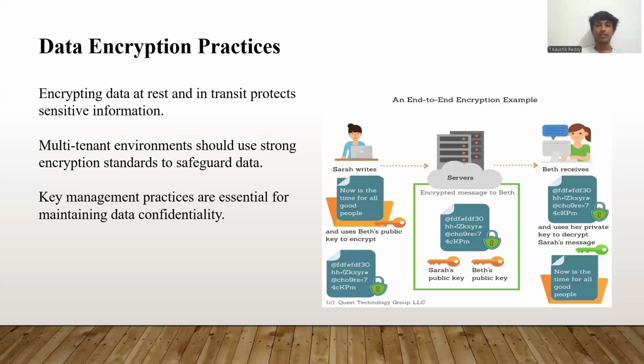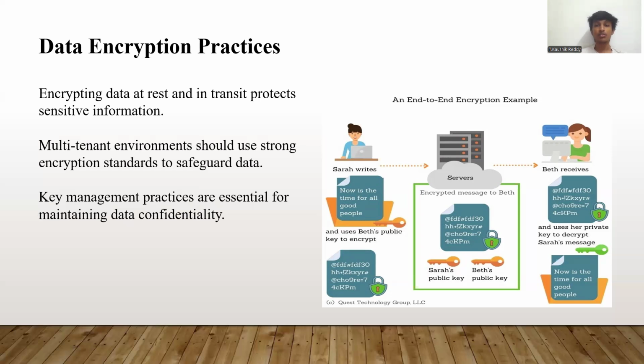Data encryption practices. Encrypting data at rest and in transit protects sensitive information. Multi-tenant environments should use strong encryption standards to safeguard the data. Key management practices are essential for maintaining data confidentiality. An end-to-end encryption example is shown on the right side of the image.